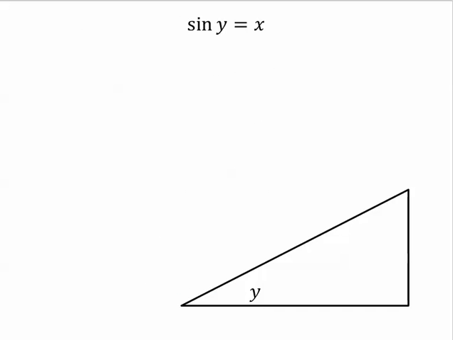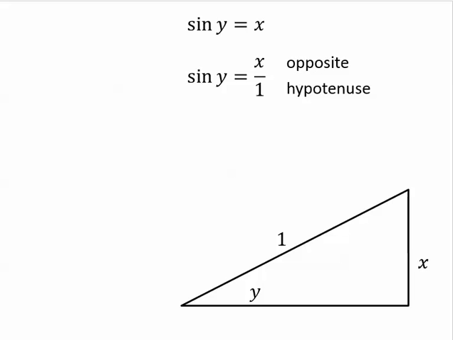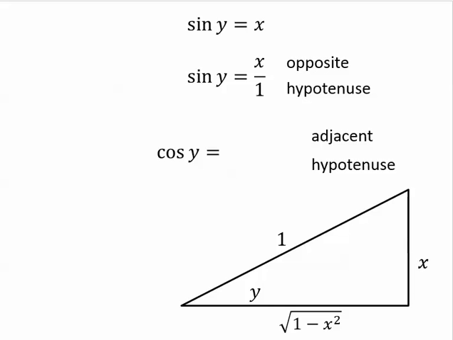Well, I know that sine y equals x, and so opposite my angle y would be x, and on the hypotenuse would be 1. And then what's my third leg? Well, I'm just going to use my Pythagorean theorem to find my third leg. And that allows me to find cosine of y.